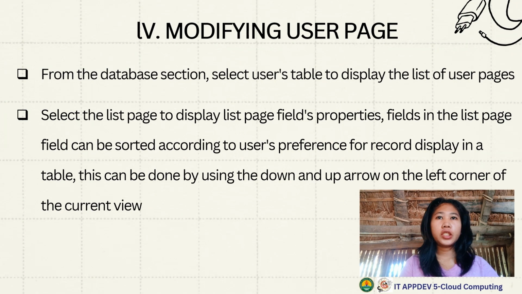Modifying user page. From the database section, select the users table to display the list of user pages. Select the list page to display list page field properties. Fields in the list page field can be sorted according to users' preference for record display in a table. This can be done by using the down and up arrows on the left corner of the current view.